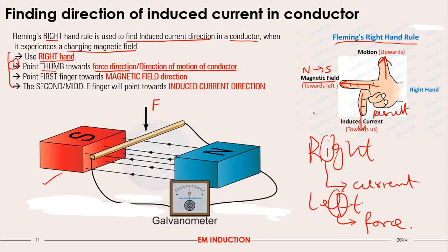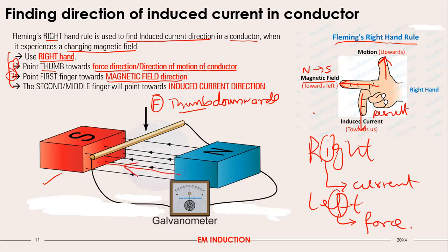So let's get to the point. You have to point your right hand thumb downwards since the force is downward, right? So point your thumb downwards. That's really interesting. Let's see what's going to happen. Okay, the second thing is you have to point your first finger towards the magnetic field direction, which is always from north to south, like this way.